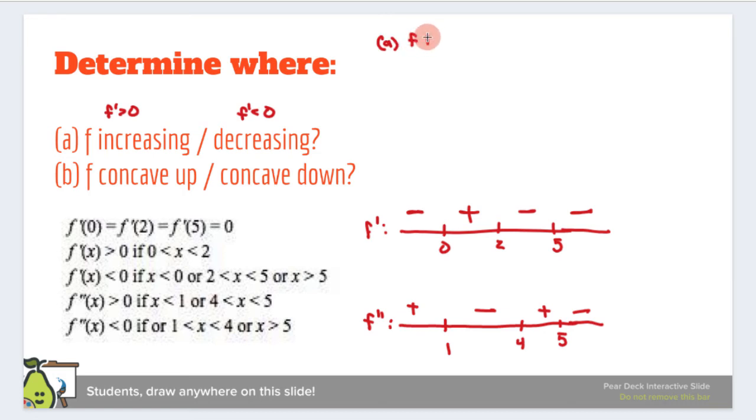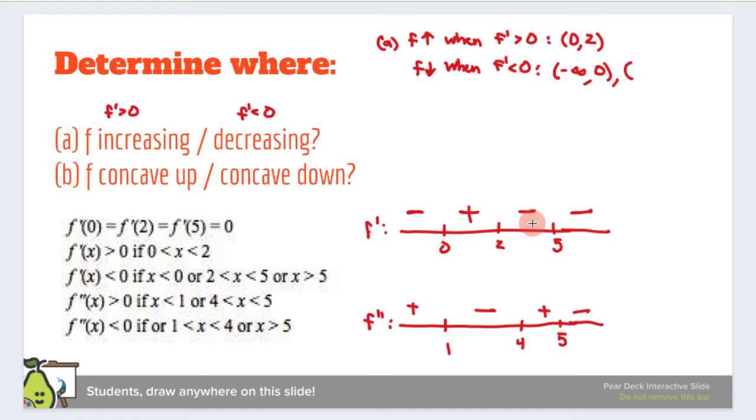So f is increasing when f prime is greater than 0, and that's going to be between 0 and 2. F is decreasing when f prime is less than 0. That's going to be before 0, negative infinity to 0, and then again from 2 to 5, and 5 to infinity. I like to split it up because it's actually 0 at 5.